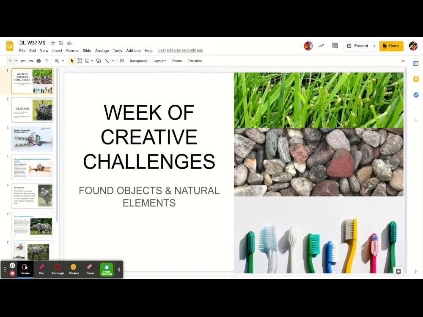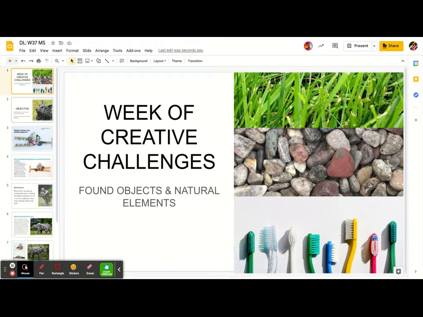So this week we're going to talk about found objects and natural elements. Obviously, found objects can be anything, right? They could be a pencil if you find it, a leaf if you found it, or an acorn. But we're dividing those into two more categories: natural elements and man-made.